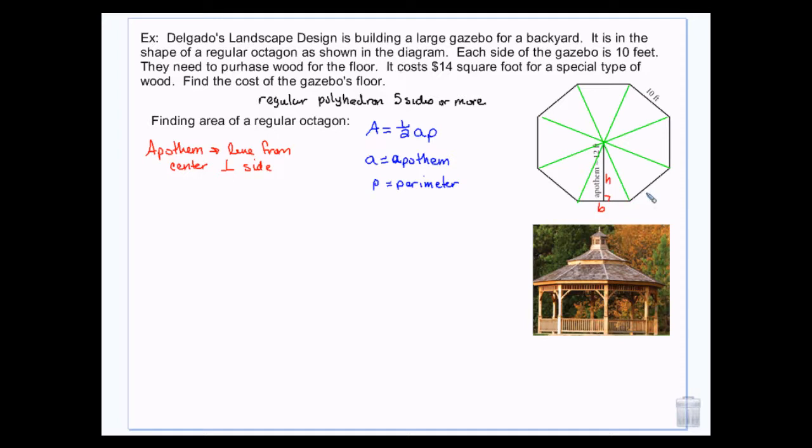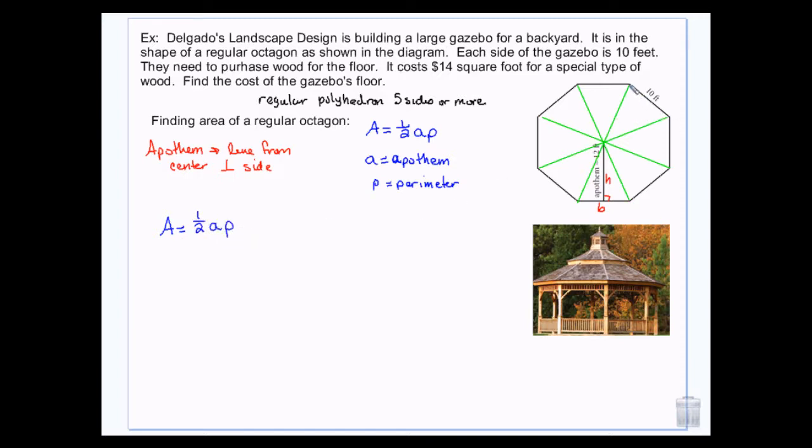Well, if you add up all the bases, you get the perimeter. And the heights are the same for everything. So you can do 1/2 the apothem, which is the height of the triangle, times the perimeter, and you get the areas of all of the triangles added together at once. That's how that works, in case you cared. So to find the area of any regular polygon, I would first need to know the apothem and the perimeter.